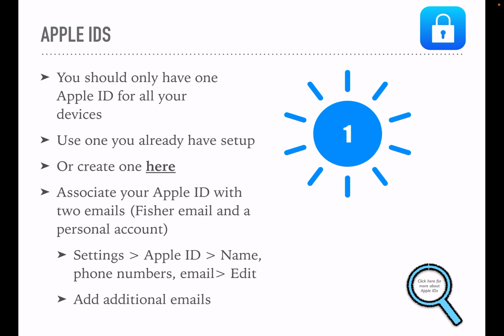The key here is that you really should only have one Apple ID with all of your devices. So you probably want to use the Apple ID you already have, even if that's connected with a personal account rather than a Fisher work email. What we do recommend, if that's your situation, is that you go into your Apple ID and add your Fisher email address, so at least that Fisher email address is associated. It does not have to be the primary. Your personal can still be the primary, so nothing really has to change. You're just adding the Fisher email address so that it's connected there. And if you don't have one, you're going to create one from scratch, and we'll give you the link to where that is.